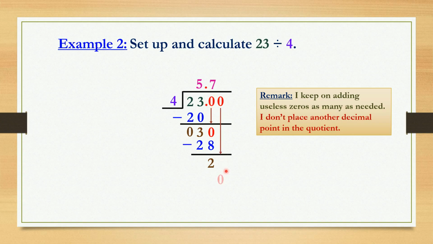Now I slide the 0, I obtain 20, and we continue as usual. 20 divided by 4, 20 is a multiple of 4, and 4 times 5 is 20, and the remainder is 0. Once the remainder is 0, my division has ended, and here the quotient is 5.75. It's a decimal number having 2 digits after the point.